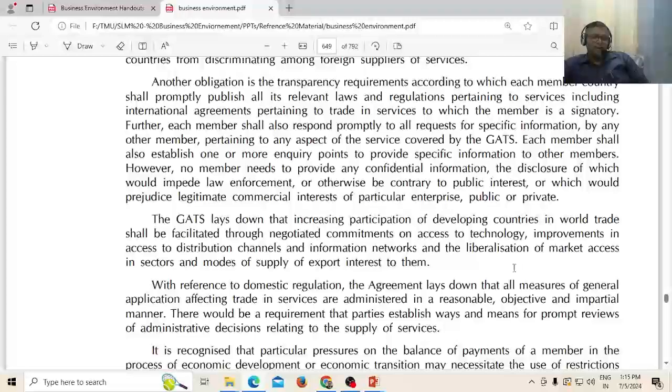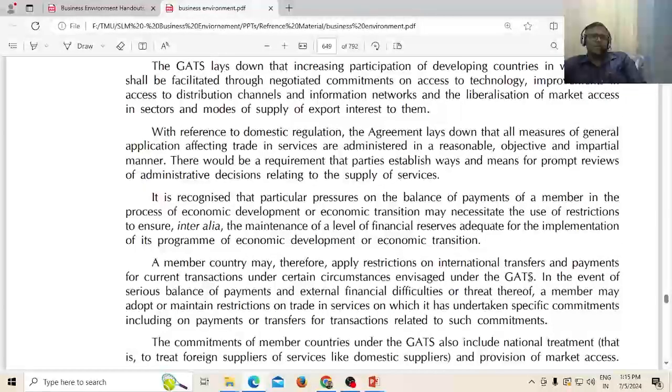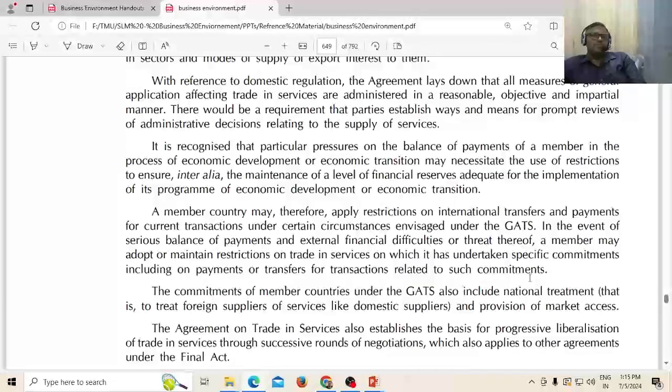It is recognized that particular pressure on the balance of payments of members in the process of economic development and economic transition may necessitate the use of restrictions to ensure, inter alia, the maintenance of a level of financial reserves adequate for the implementation of its program for economic development or economic transition. A member country may therefore apply restrictions on international transfers and payments for current transactions in certain circumstances, as under the GATT. In the event of serious balance of payments and external financial difficulties or threat thereof, a member may adopt or maintain restrictions on trade in services on which it has undertaken specific commitments, including on payments and transfers for transactions related to such commitments.